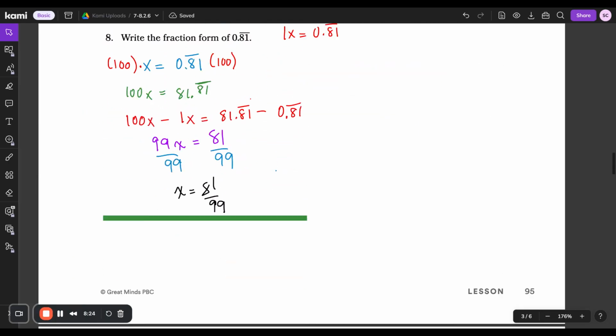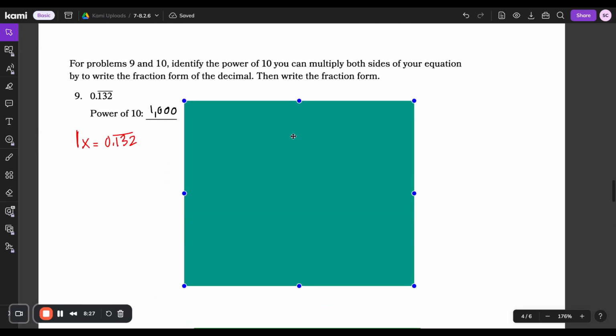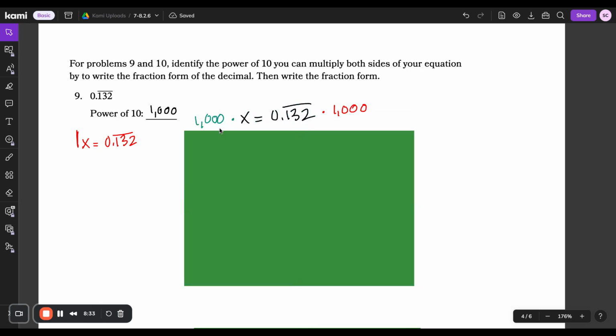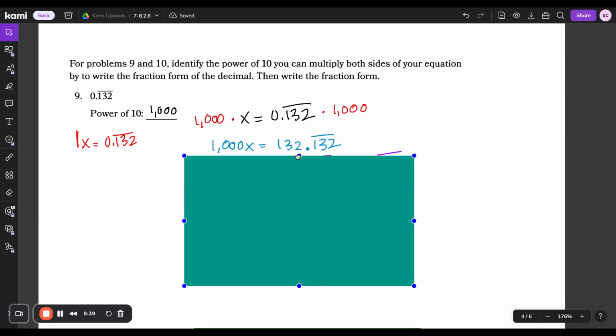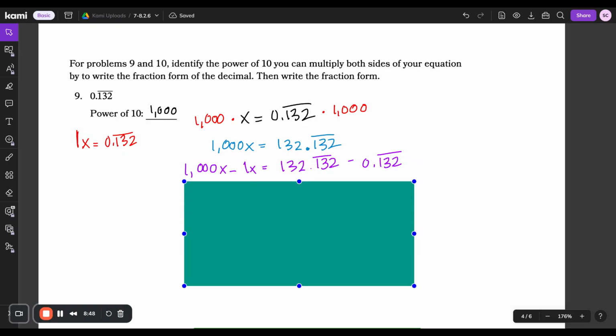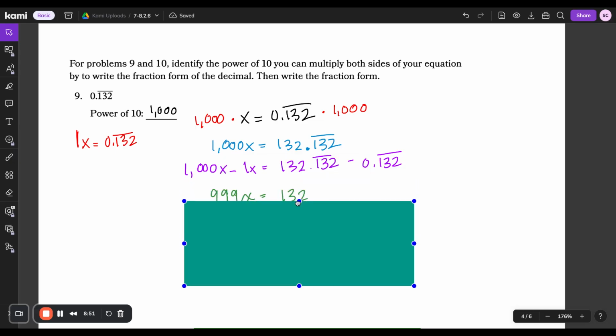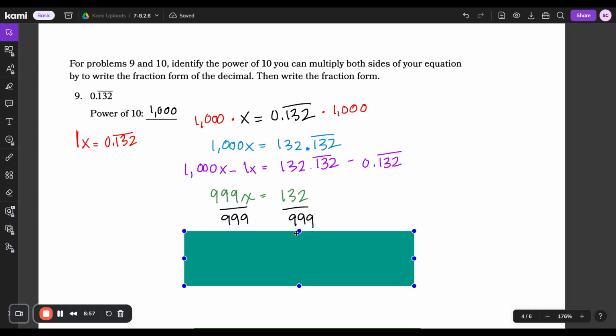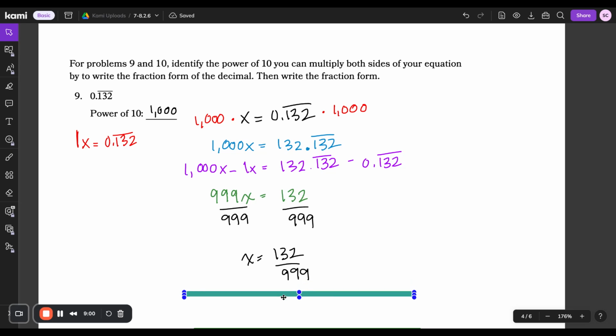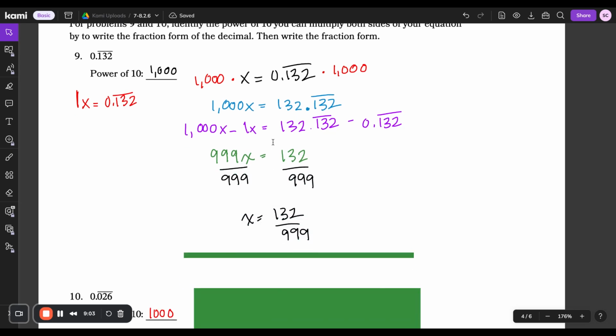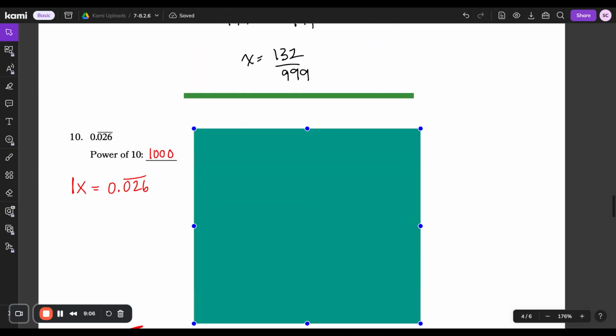And that was one example where we had out of the hundredths. For our next one, we have out of the thousandths. Since it's 132 thousandths, we are going to do times 1,000 on each side. Then we have 1000x is equal to 132 and 132 thousandths repeating. Still going to subtract by 1x on both sides, and when we subtract, we are left with 999x is equal to 132. Dividing by 999 on both sides, x is going to be equal to 132 over 999.